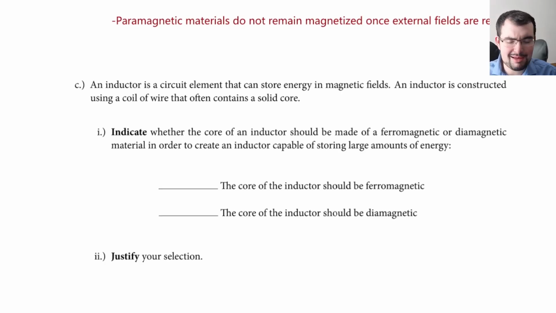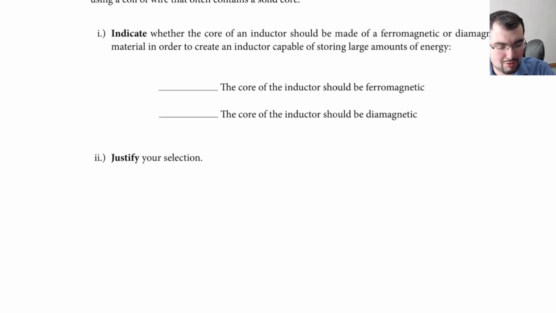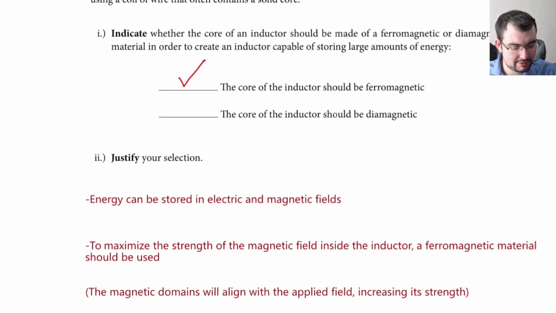Well, this diamagnetic is kind of a weird word where it cancels the magnetic field. And if the entire goal is to store energy in magnetic fields, we want to make our magnetic field as strong as possible. And by definition, if we put a ferromagnet inside the core of this inductor, it's going to have a very high permeability, which strengthens the field inside that material.